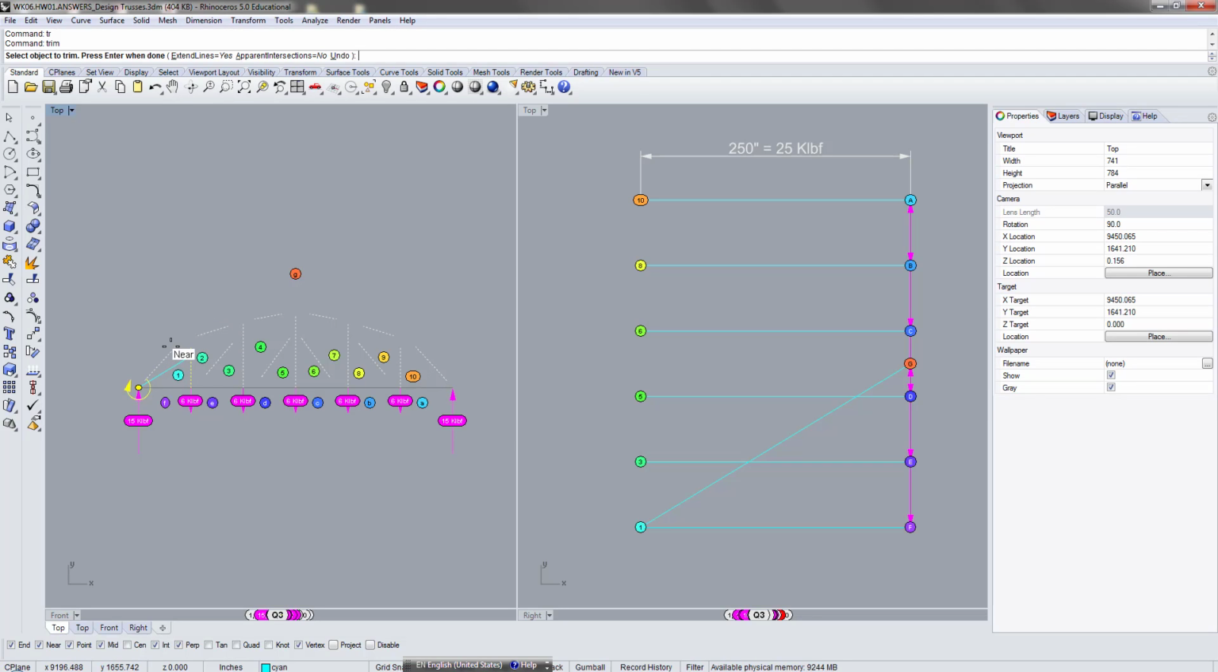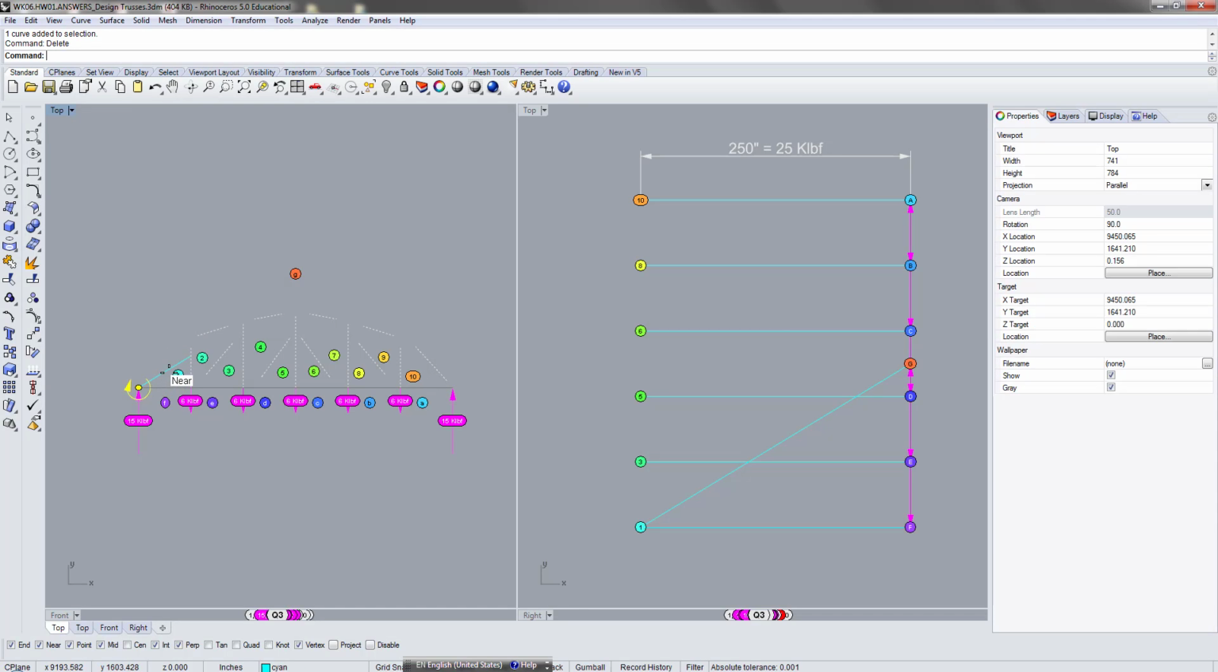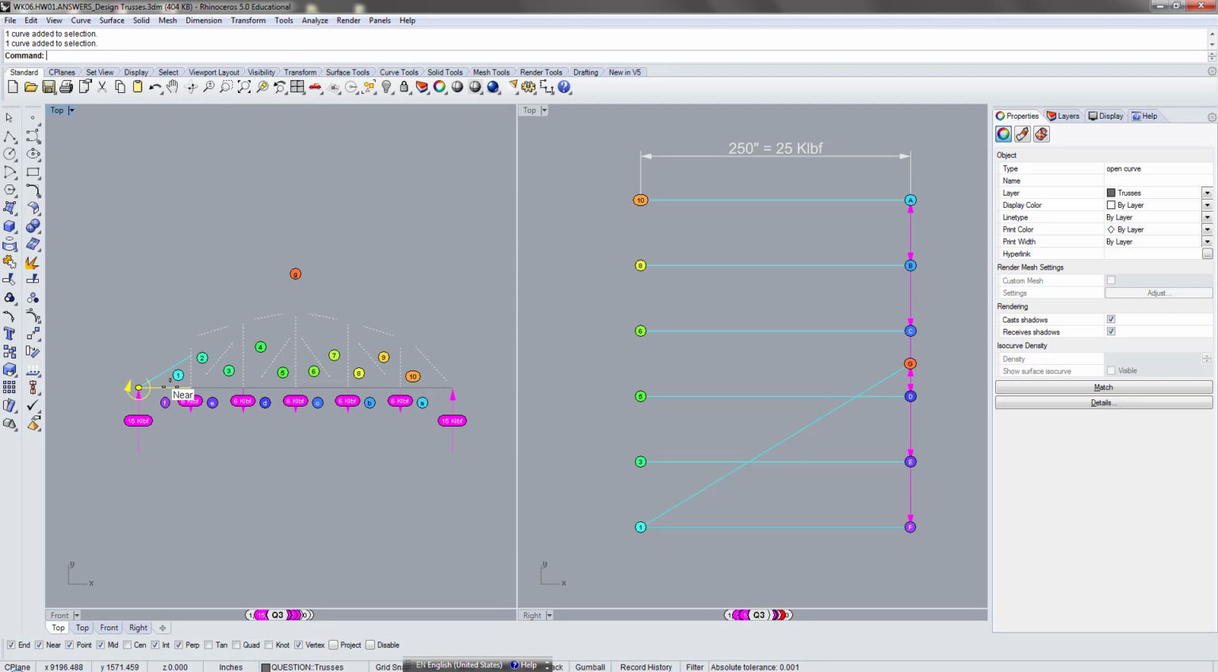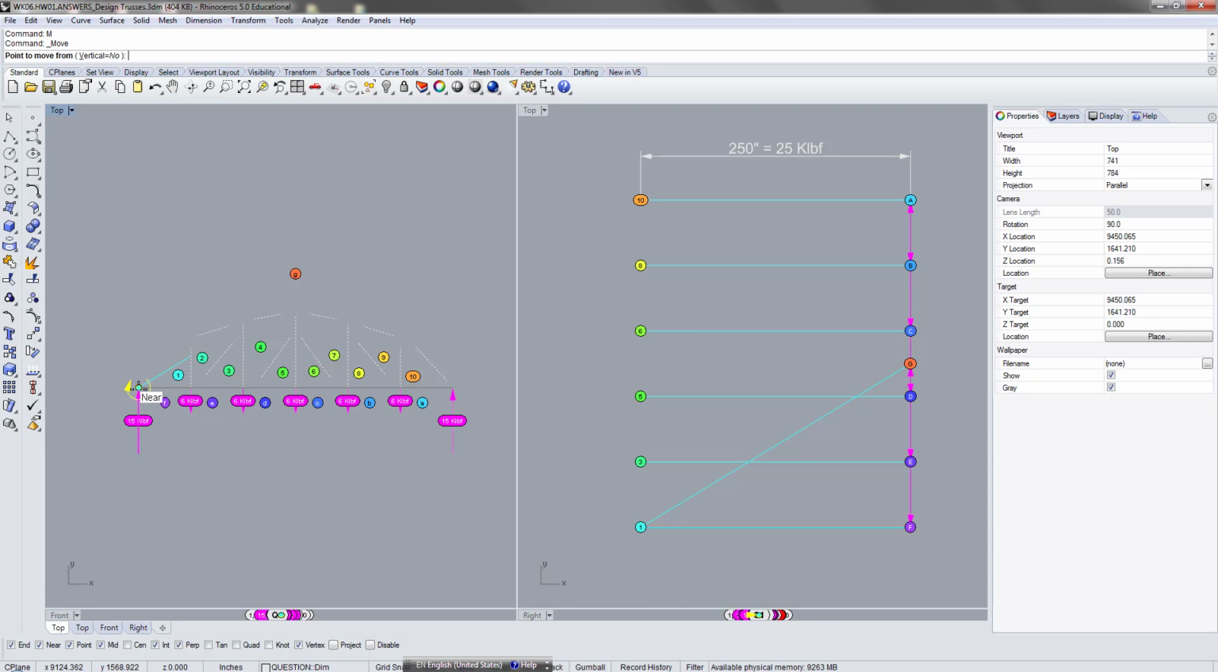So this can be deleted. So that was G1, and the horizontal one is called 1F, which is already mapped here. So we are done with this node, so we can move on to the next node.